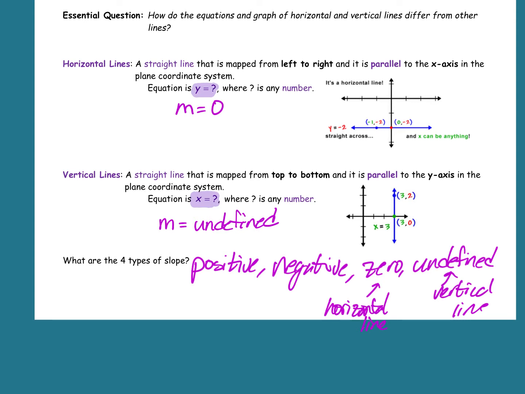We okay so far? Everyone's good. Okay, there's still people writing. It says horizontal line and vertical line.